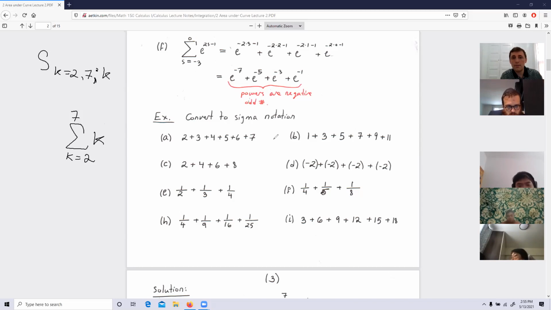Now do the same thing for b. Can you figure out the summation where it's 1 plus 3 plus 5 plus 7 plus 9 plus 11? What is that summation, please?